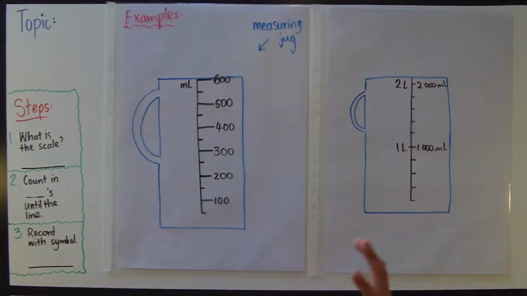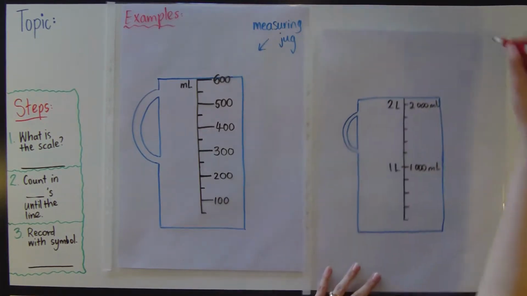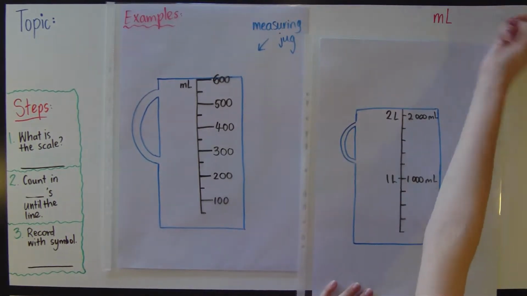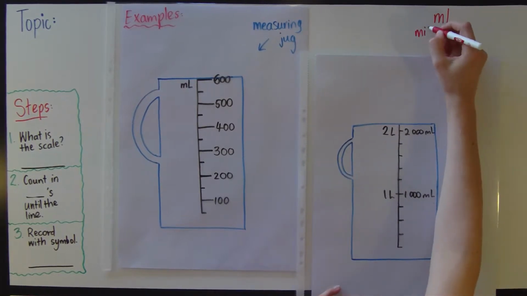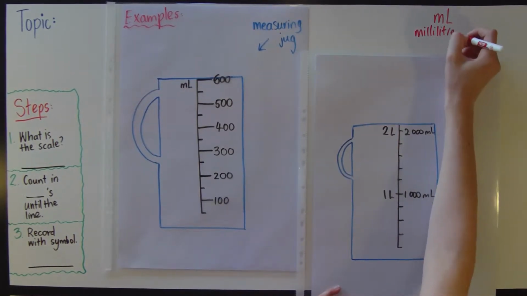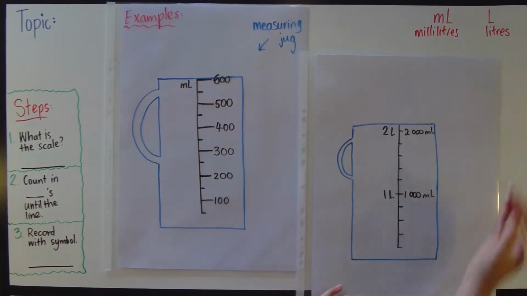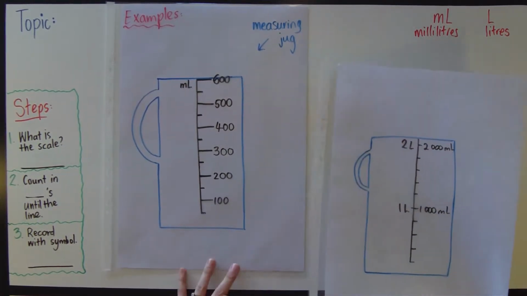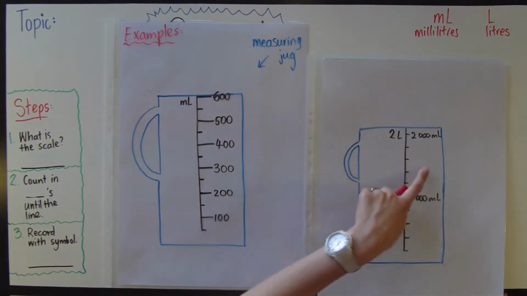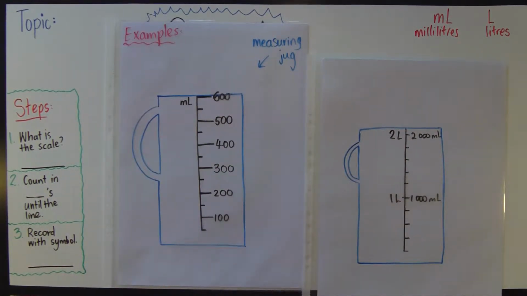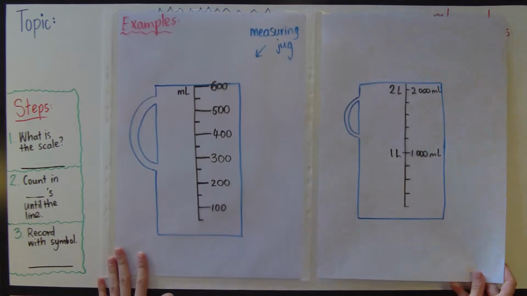I forgot to mention in the introduction that with capacity we measure it in milliliters, which can be written like this. Just right underneath, milliliters, and liters, capital L for liters. So that's what these symbols are showing on these measuring jugs. Now let's go through some examples.